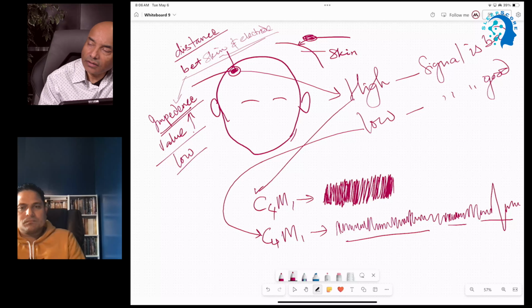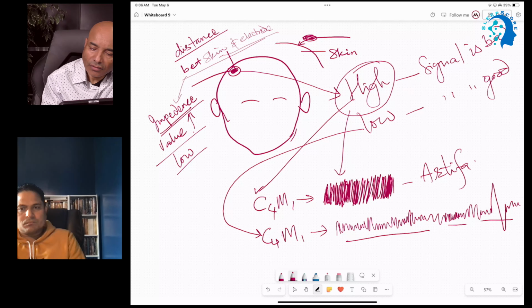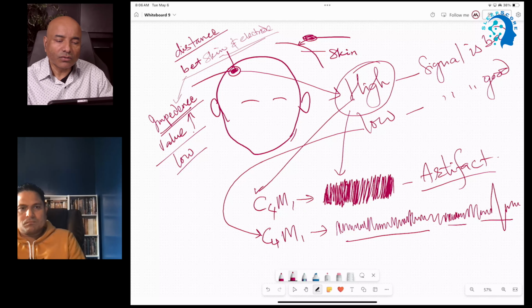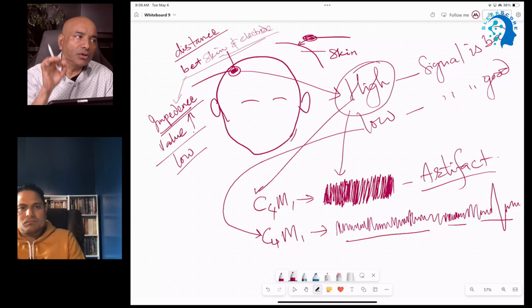This is alpha. But if impedance is high, then we will see artifact. Artifact means unnecessary signals that we don't need. So that's the difference. That's why we always want to have low impedance. Does it make sense? Low impedance.